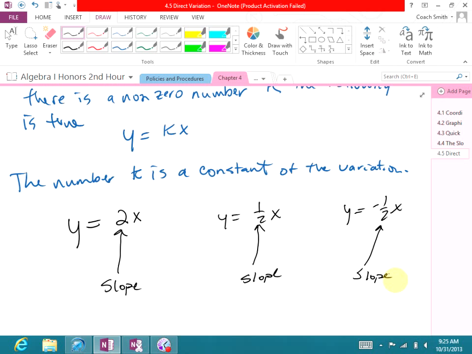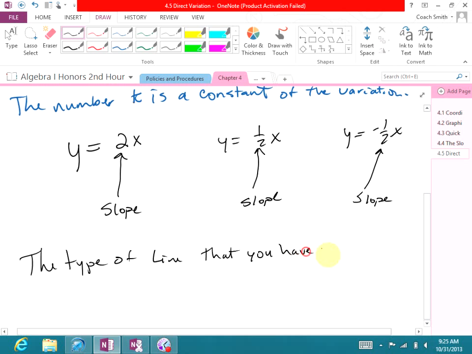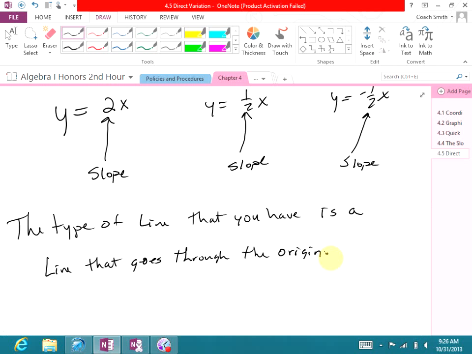Now, if you just had y equals 2x, okay, well, that's not even the same situation. It's not even the same type of equation. That's totally different than y equals 2x. Now, it is the slope, but the type of line that type of equation represents is a line that goes through the origin.